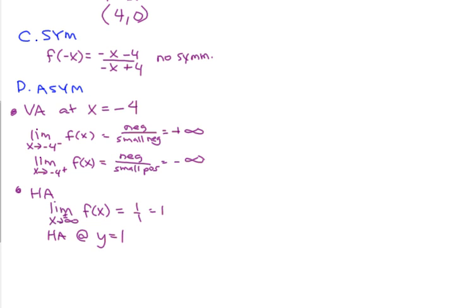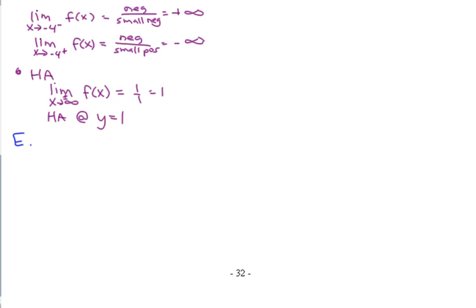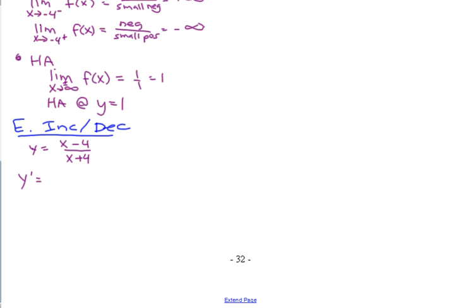Okay, so next guy. E in the list was intervals of increase and decrease. So finally we get to do our first derivative. What do we have to do here to do our first derivative? Yeah. Okay. So first derivative, easiest way to do this.